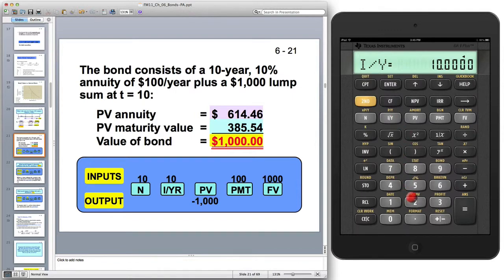The payment is 100. And the appearance of this small little triangle indicates that the value has been accepted and stored in the calculator's memory. If you do not see the triangle, that means you forgot to do something. You forgot to hit the associated button, and you need to redo it again. And the future value or the par value of the bond is $1,000.